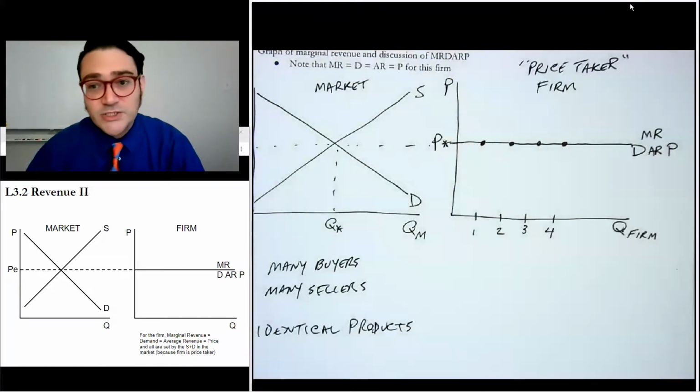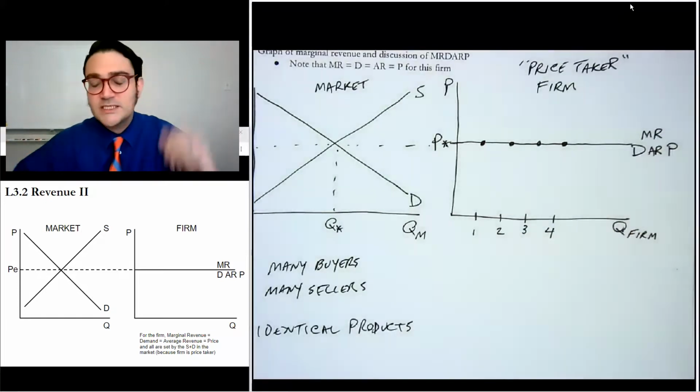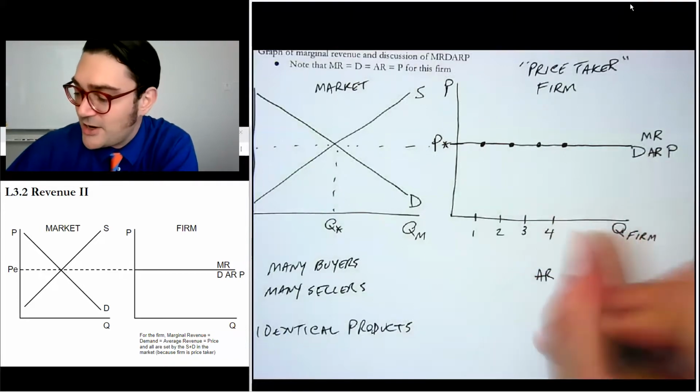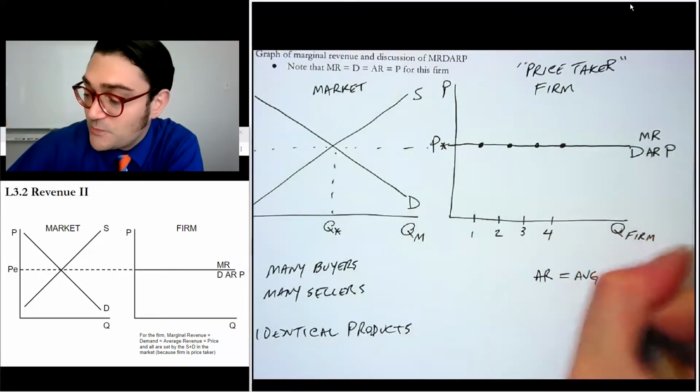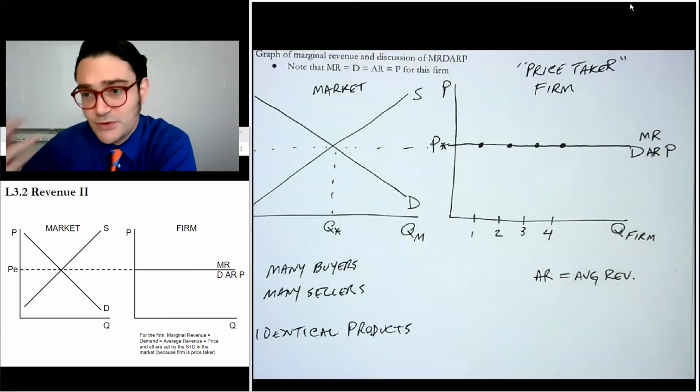So anytime you get a question that says, what's the price? Well, it's the same as marginal revenue. It's the same as the demand curve for the firm's products. It's the same as the average revenue as well. So sometimes students are like, what's the AR? That's the average revenue of that quantity of units, which for this firm would be the same as the marginal revenue, the demand, and the price.